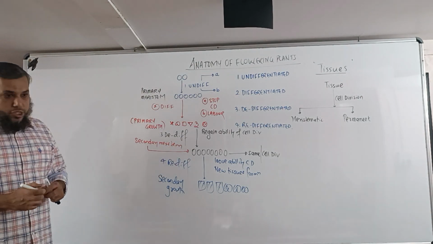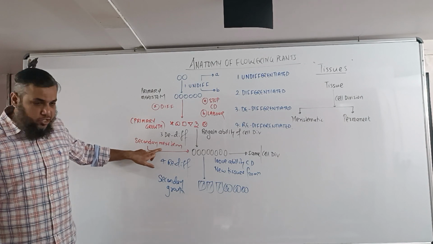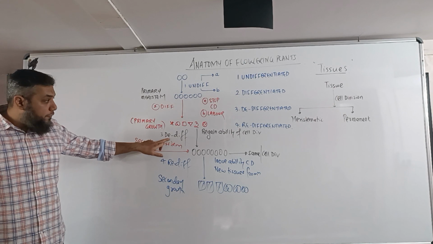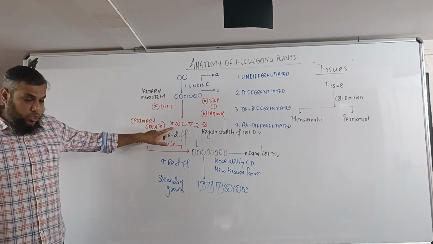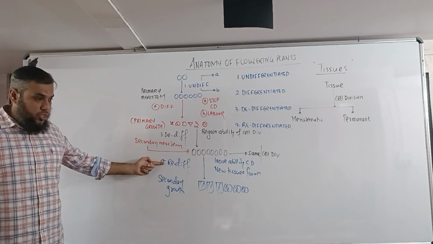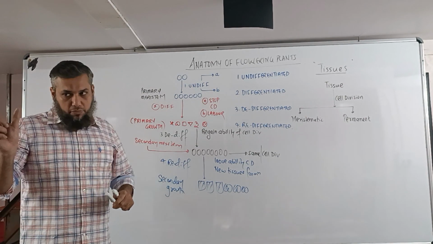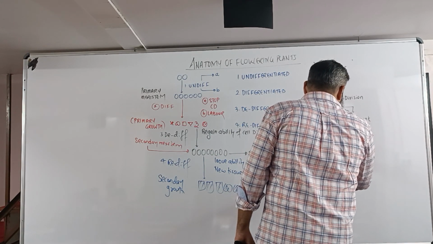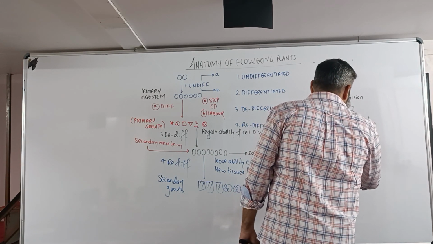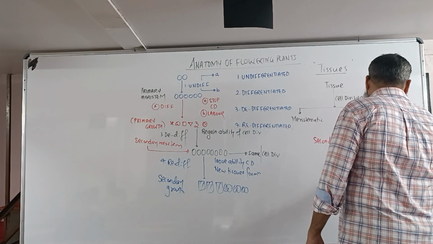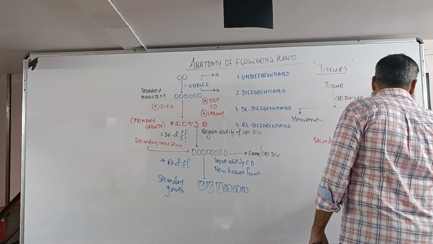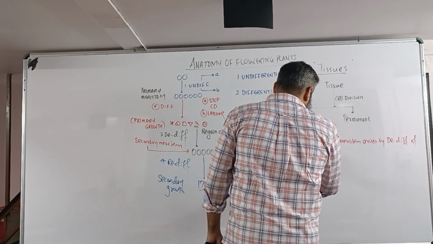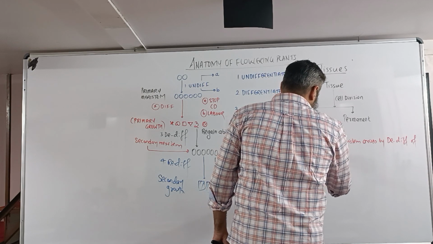So listen to this statement. A secondary meristem arises by de-differentiation of the primary permanent tissues and it undergoes re-differentiation to form secondary growth. Very important line. Can you repeat this, bachalo? What did I say? A secondary meristem arises by de-differentiation of primary permanent tissues.